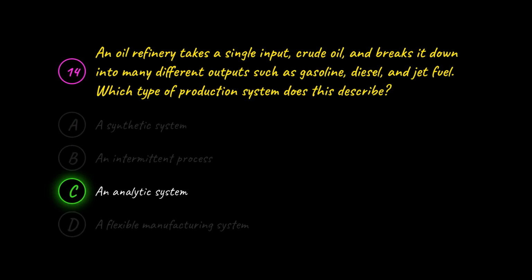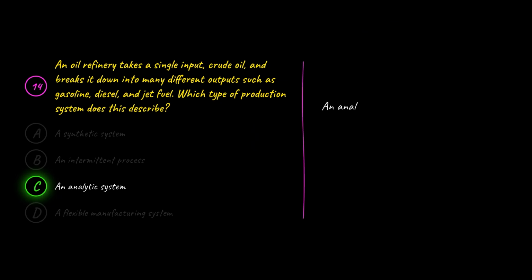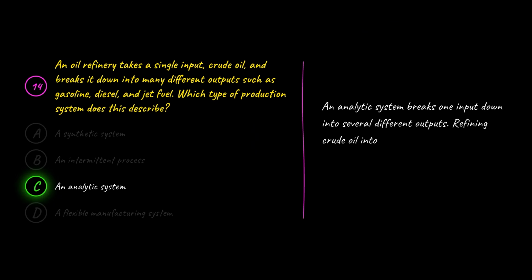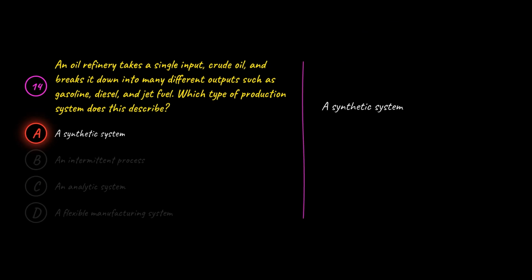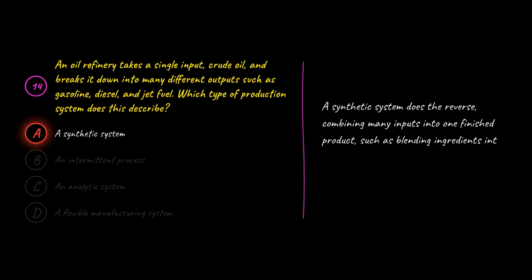The correct answer is C, an analytic system. C is correct because an analytic system breaks one input down into several different outputs. Refining crude oil into gasoline, diesel, and jet fuel is the standard example of taking one thing apart into many. A is wrong because a synthetic system does the reverse, combining many inputs into one finished product, such as blending ingredients into a perfume. The refinery splits one input apart, so it is analytic, not synthetic.